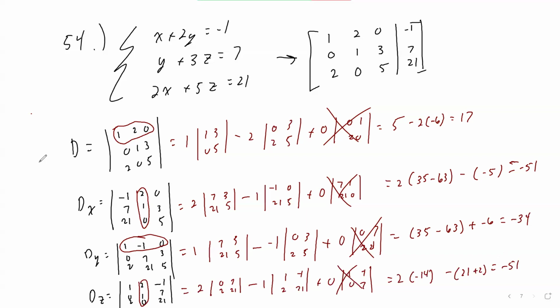All right, now to finish this answer, x is equal to dx over d. So in this case, that'd be -51 over 17, which is -3. Y would equal dy over d. So in this case, that would be -34 over 17, which is -2. And then z would be dz over d, which would be -51 over 17, which is -3.